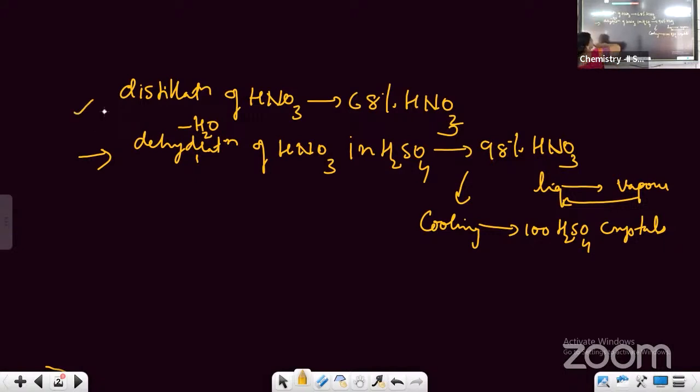First step is the distillation of nitric acid. Distillation means converting the liquid into vapor, and that vapor is again brought back to the liquid state. That is called distillation. Here we are going to get only 68% of nitric acid. Then we are doing the dehydration. De means removal, hydration means water molecule. So removal of water molecules will give you 98% HNO3. So this HNO3 on cooling will give 100% crystals. So this is the preparation of nitric acid. Please copy this down. Then we will go to the chemical reactions.